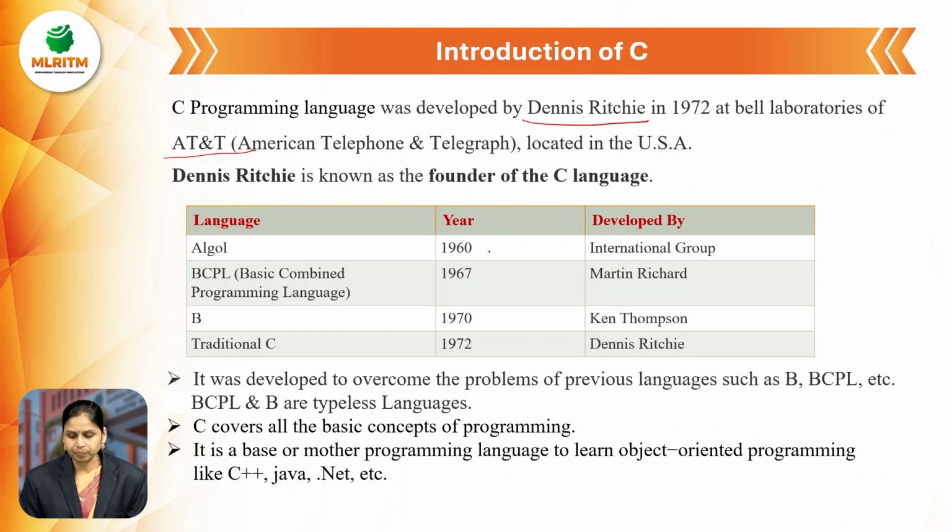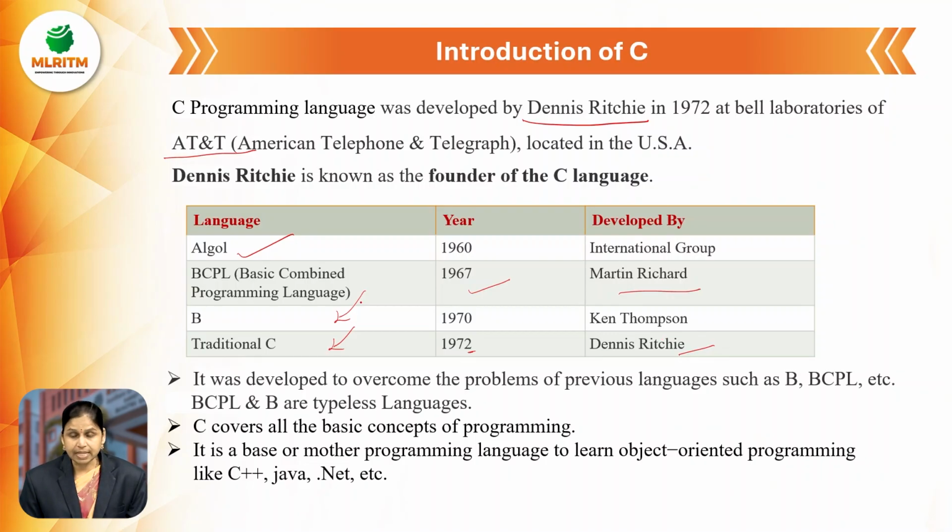In 1960, an international group developed the Algol language, but it does not support all programming concepts. Later it was modified to BCPL, meaning Basic Combined Programming Language. It was developed by Martin Richards in 1967. But this BCPL contains some drawbacks, which were overcome in the next language, called B language. B is also a typeless language. It also contains some drawbacks that were overcome in the C language. Now the C language was developed in 1972 by Dennis Ritchie.